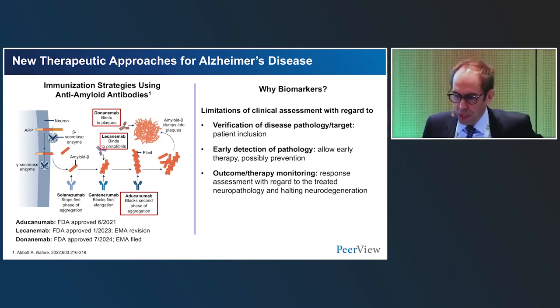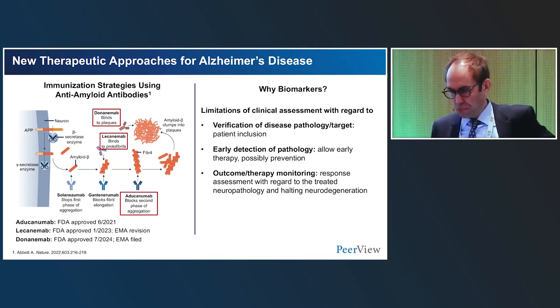So why do we need biomarkers for these new therapies? Basically, there are three limitations. One is it's not easily possible by clinical assessment to verify the disease pathology, because it is not 100% reliable what we see from the outside with regard to symptoms. The early detection of pathology is nearly impossible because there's a long delay between onset of pathology and onset of symptoms. And also therapy monitoring is difficult because removing this causal pathology is not one-to-one translated into a change in symptomatic appearance. So biomarkers are required.